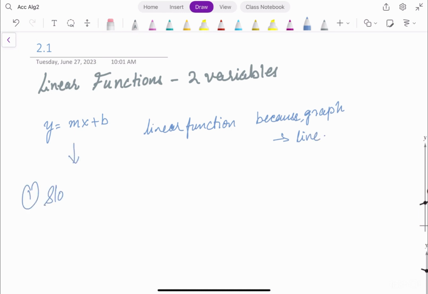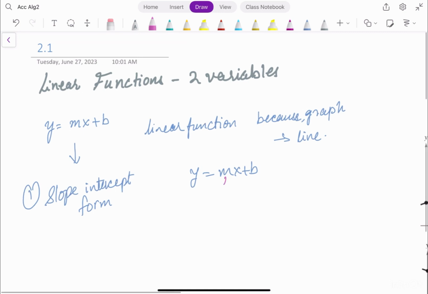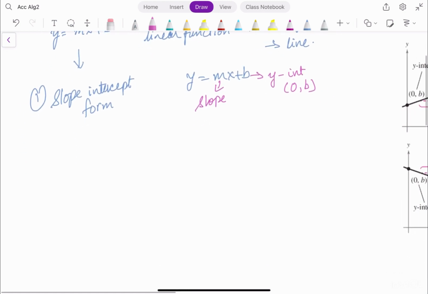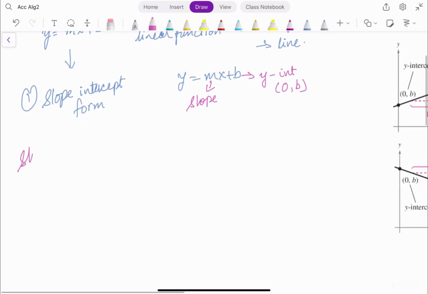In the linear function, this form y is equal to mx plus b is called the slope-intercept form. There are various components of y is equal to mx plus b. The m represents the slope and b represents the y-intercept. And as we have discussed earlier, y-intercept implies when x is 0, what is the value of y. Now, what is a slope? Slope is the steepness of a line.